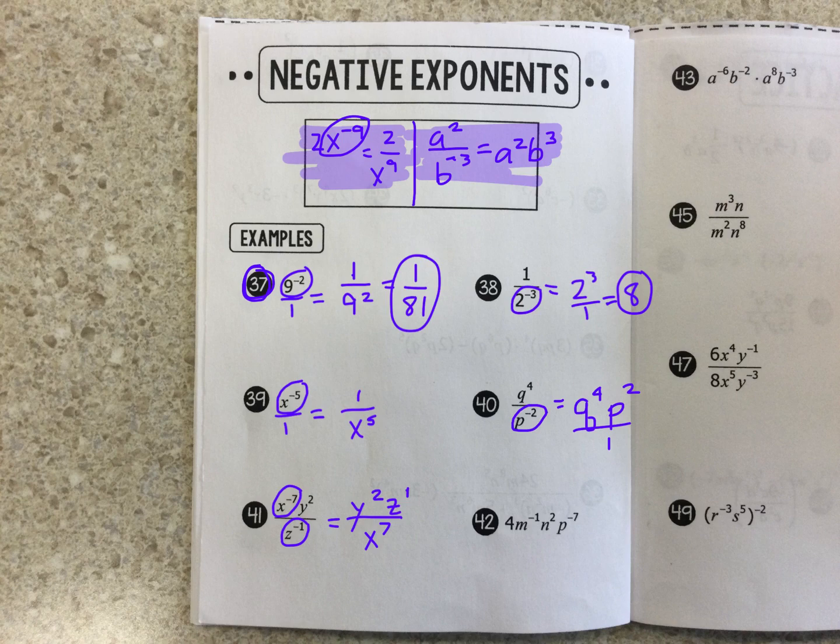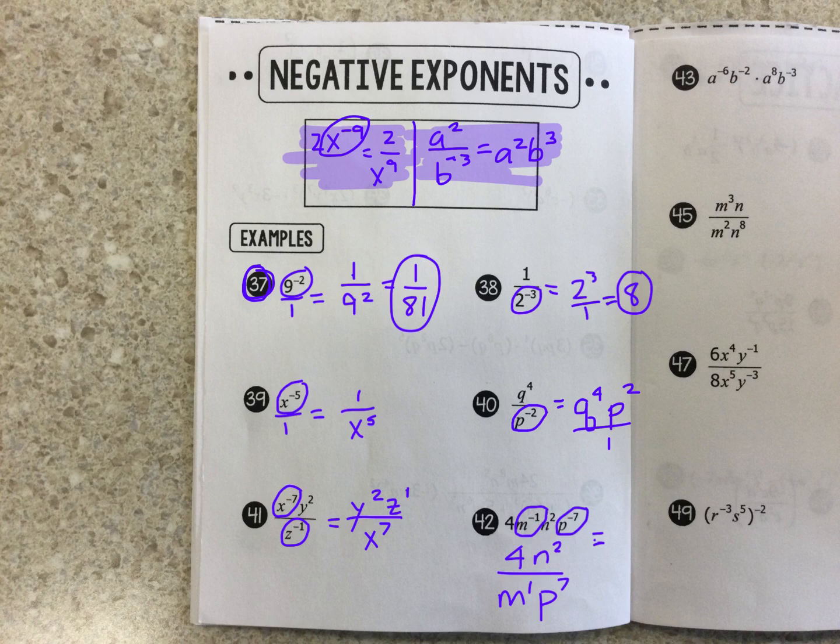Last one that we're going to practice. So the 4 is not illegal. The m to the negative 1 and the p to the negative 7 are the illegal ones. So on top, the 4 stays on top. The n squared stays on top. The m to the 1 and p to the 7 go to the bottom.